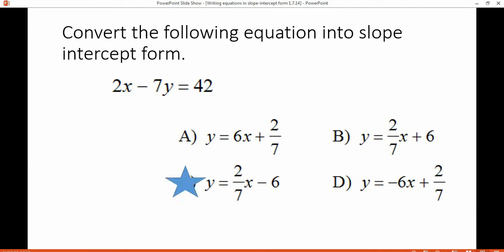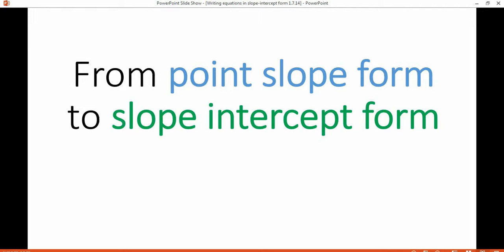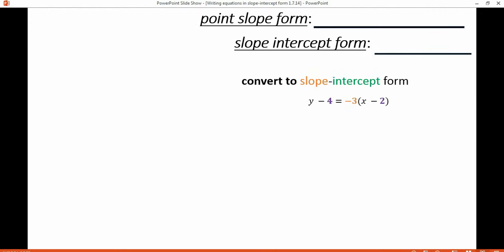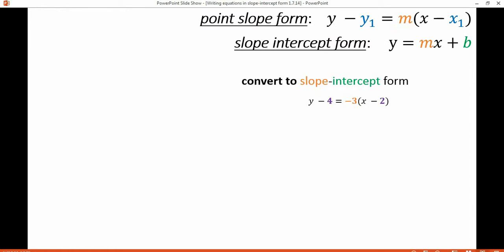Correct answer is C. All right, now let's go from point-slope form to slope-intercept form. Point-slope form is y minus y1 equals m times x minus x1. Obviously, we want to go to y equals mx plus b, so let's convert this into slope-intercept form.